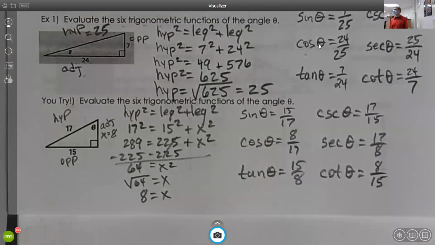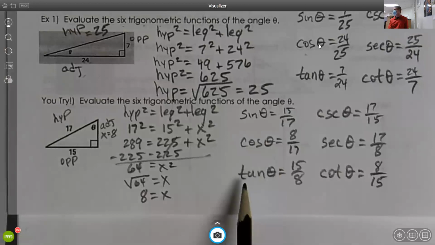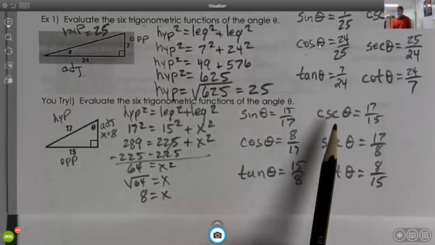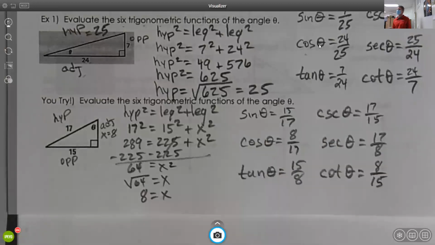So those are your 6 trig ratios. You can now see why we've only learned 3 in the past, because we used these 3 to solve for a missing side. Now we see that the other 3 are just reciprocals of the first 3. We wouldn't really need those to solve for a missing side.